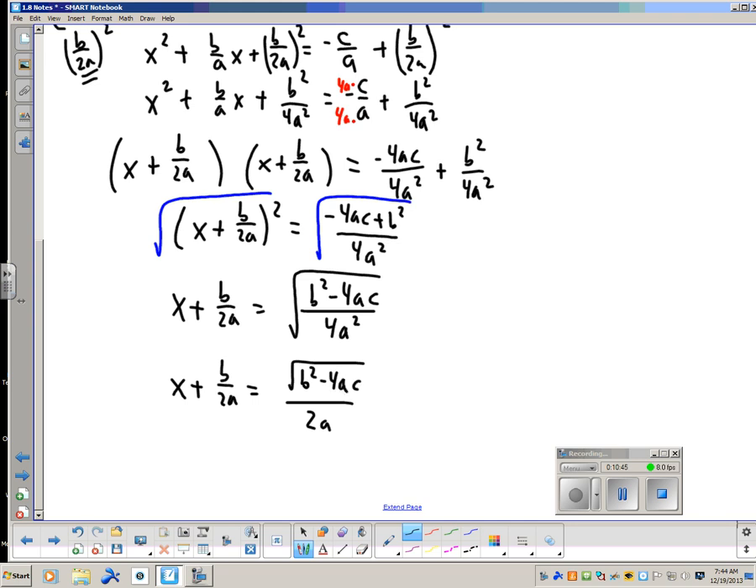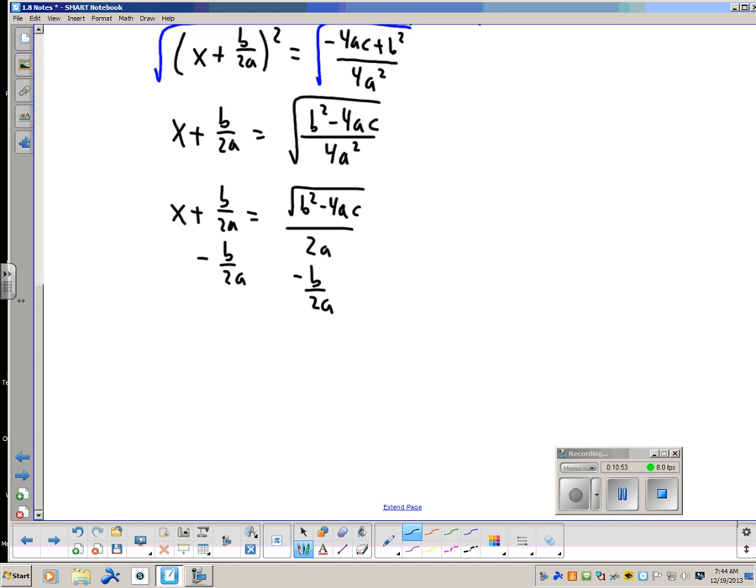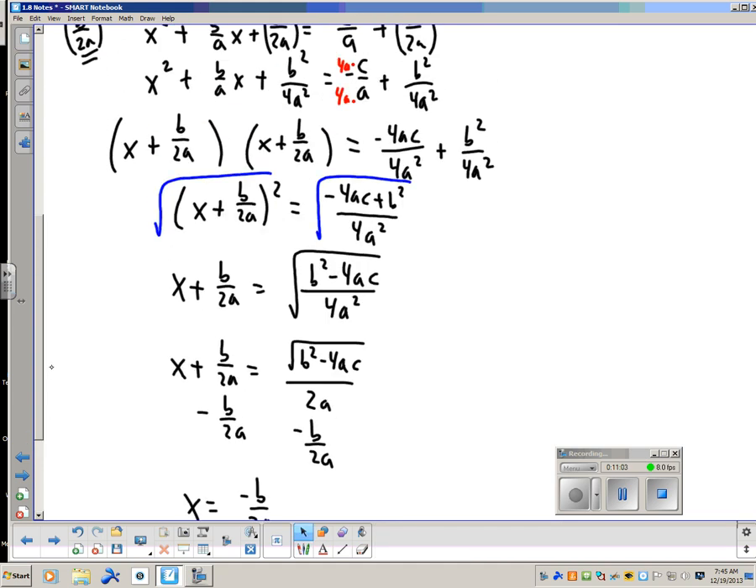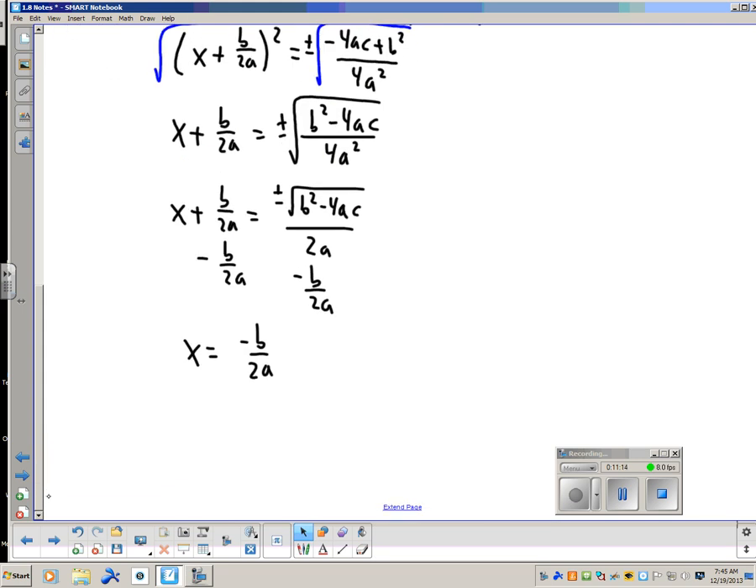And then the last thing I'm going to do here is bring minus b over 2a over on the other side. So I end up getting x equals negative b over 2a. And I missed a step up here, one little thing. I forgot to do plus or minus when I took the square root of both sides. These plus or minuses were all supposed to be in here. So coming back down here, we get plus or minus the square root of b squared minus 4ac over 2a.